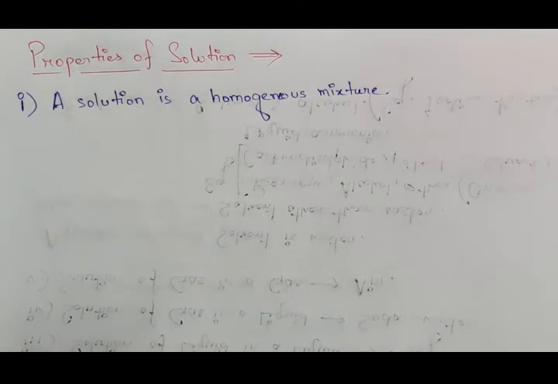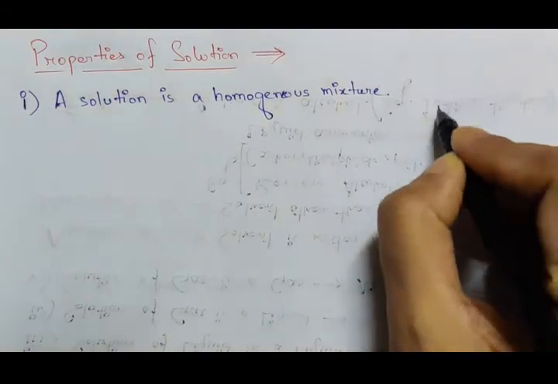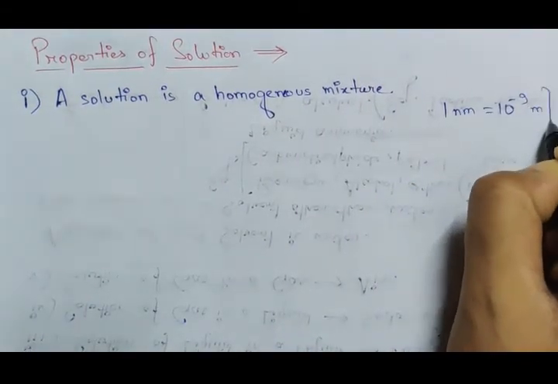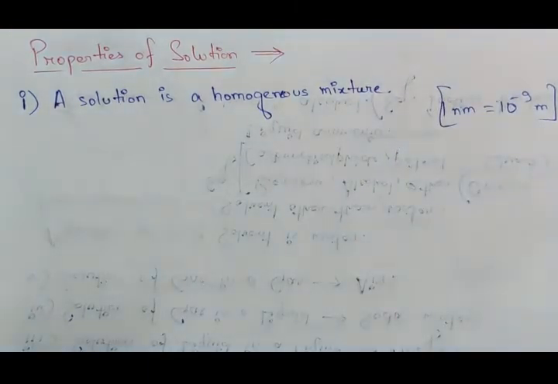The next property is regarding the size of the solute particles. Generally in a solution the size of the solute particles is extremely small, and it is less than 1 nanometer in diameter. So 1 nanometer means 10 to the power minus 9 meter. 1 nanometer is equal to 10 to the power minus 9 meter, and the size of the solute is less than this 1 nanometer. You can imagine how small they are.